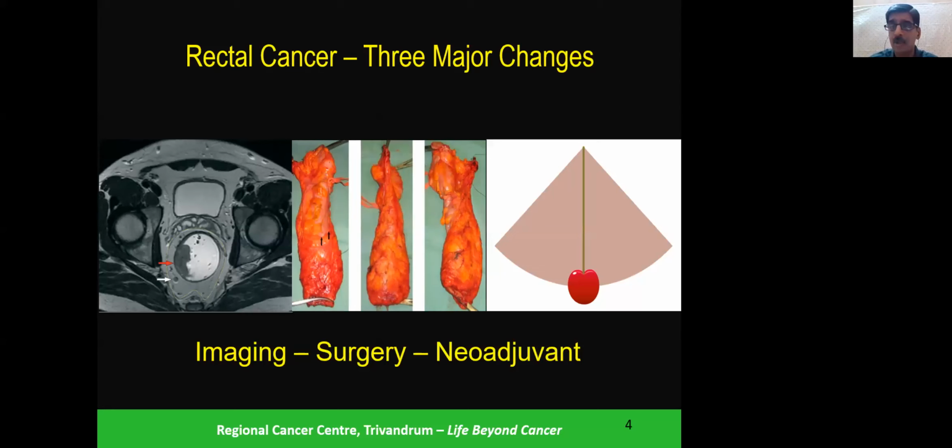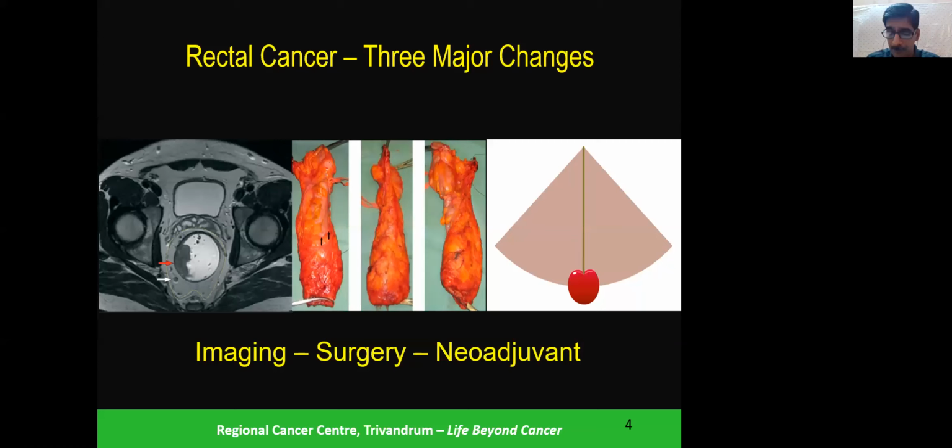The first is the innovations or the developments that have taken place in terms of imaging. The second is the surgical implications or the surgical innovations. And the third and the most important one is a shift of the pendulum from the adjuvant setting to the neoadjuvant setting. For the next couple of minutes, I'll be discussing these.